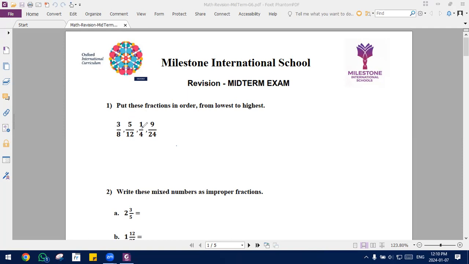So I need to order these fractions starting from the lowest one, but the problem is when I need to compare them, the denominators are not the same. So I cannot compare such fractions. So I'll try to make them all have the same value. How do we do that?